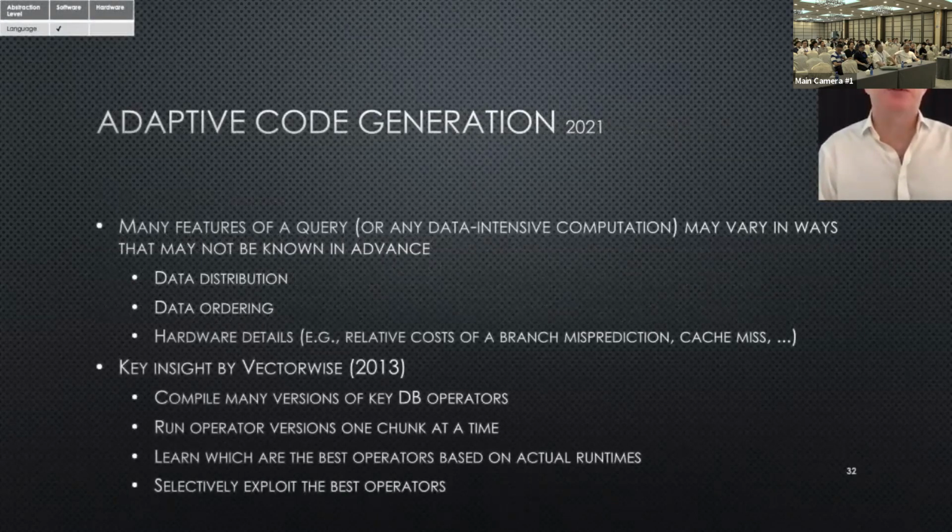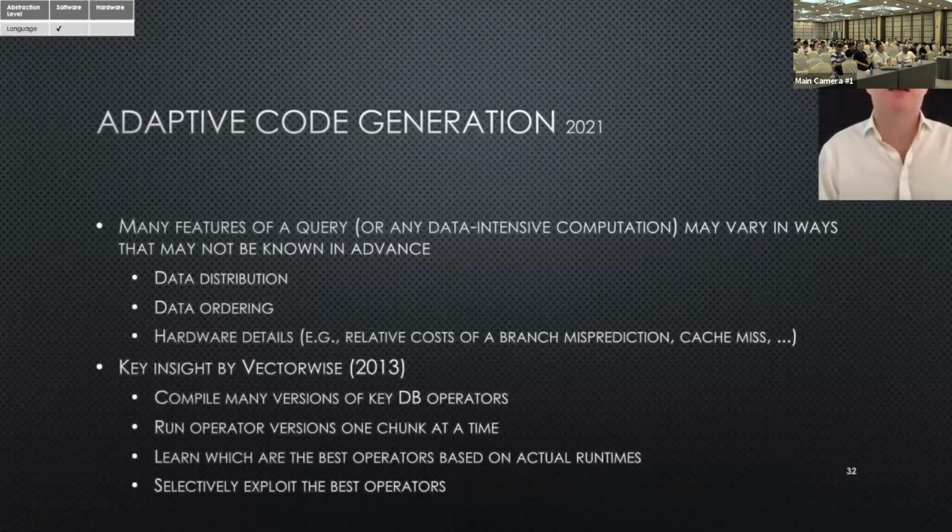I'd now like to switch gears and talk a little bit about adaptive code generation. There are many features of a query that are hard to predict or hard to know in advance. The data could be ordered. There could be hardware details. This is true not just about database queries, but it could also be true of code that you write in a procedural programming language.